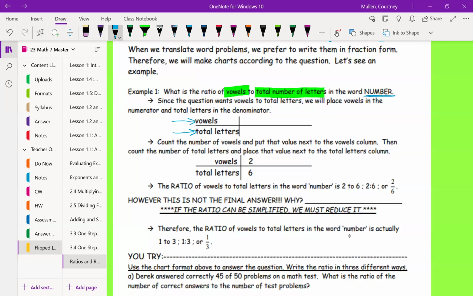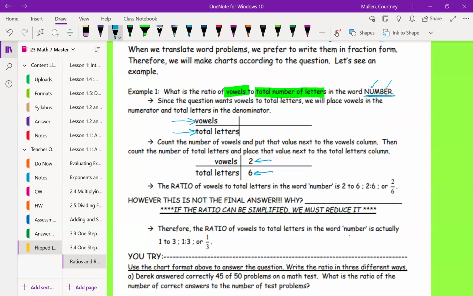So there are 1, 2 vowels, the U and the E. So we have a 2 indicating our vowels, and total letters, N-U-M-B-E-R, that is 6 letters. So we have a ratio of 2 to 6.